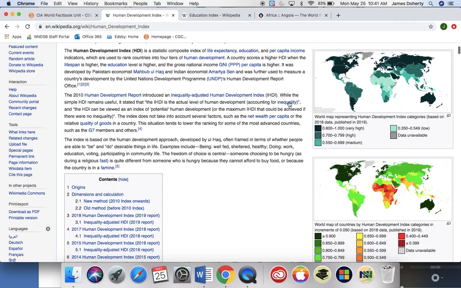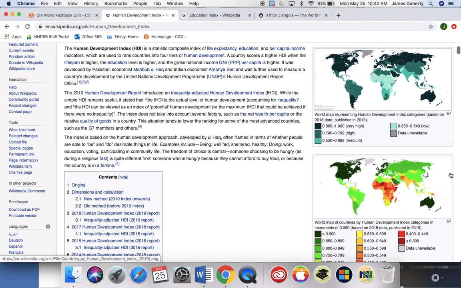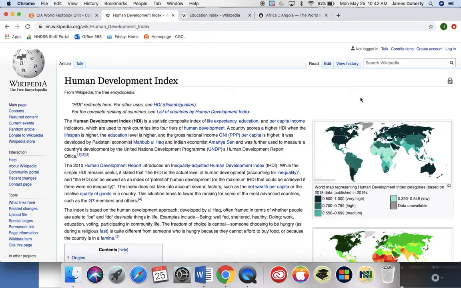So you can see from the map on the right-hand side, there's different colors. Darker is going to be a higher score. This is a score above decimal 900, which is essentially like out of 100%, that's pretty darn good, right? Whereas your reds would have a very poor rating. So they would have a poor health care system, a poor education system, and essentially they would not have a lot of money in their country to do the things that they need to do to take care of their citizens. So in a nutshell, that is the Human Development Index.